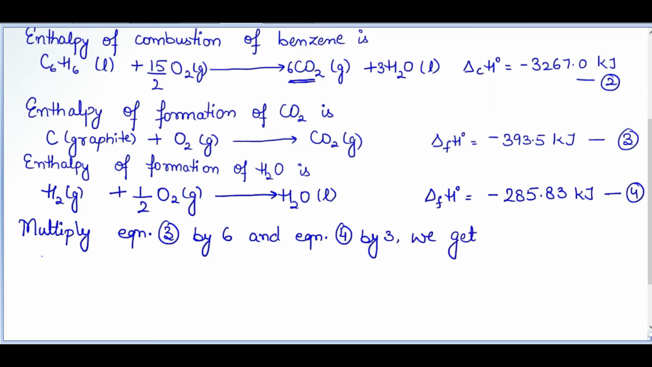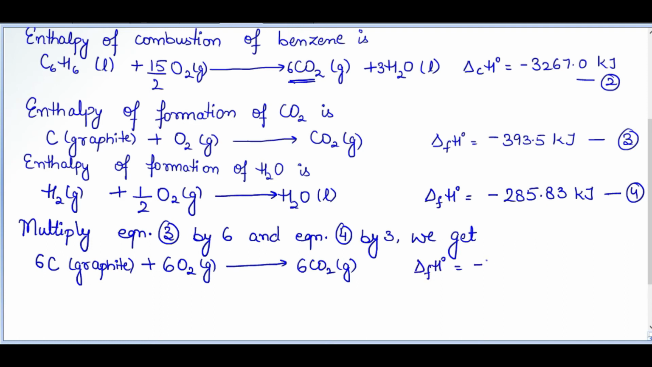So write the equation. Equation third must be 6C plus 6O2 gas give rise to 6CO2. Now, if I am multiplying the equation, definitely I have to multiply the enthalpy of formation also. So, it will be delta HF naught equal to minus 393.5 into 6 kilojoule, right? So, this value will be minus 2361 kilojoule. Okay, you'll take this equation as equation 5.